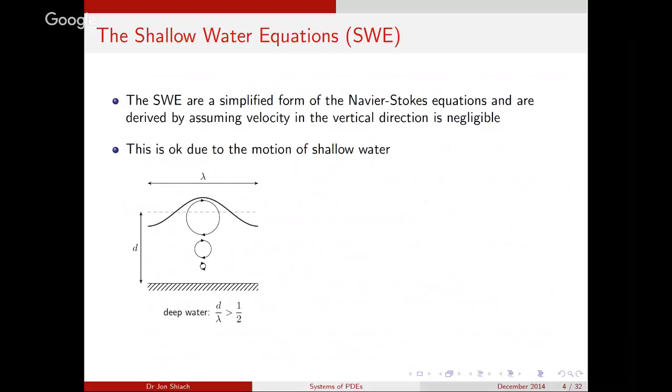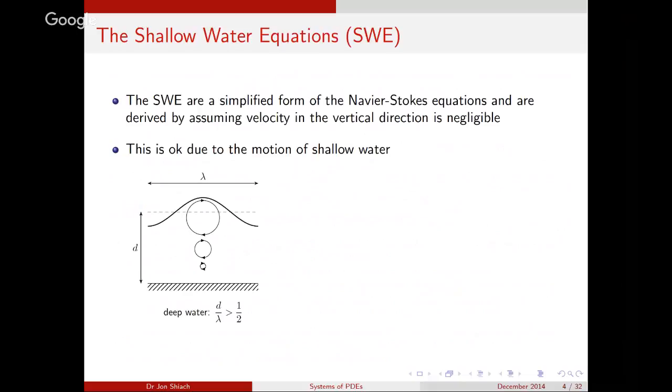Okay, shallow water equations, often abbreviated to SWE, are a simplified form of a more complicated equation set called the Navier-Stokes equations. Essentially, these are derived by assuming that velocity in water in the vertical direction is negligible. So that means water doesn't flow up or down. Okay, that is a false assumption. If you think about water, it sloshes all over the place. There's going to be some positive velocity in there.